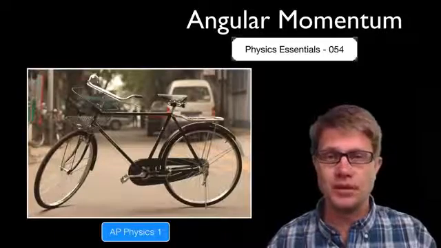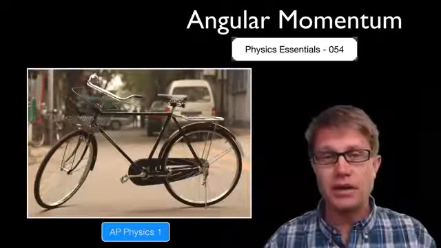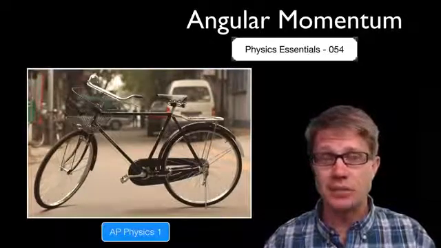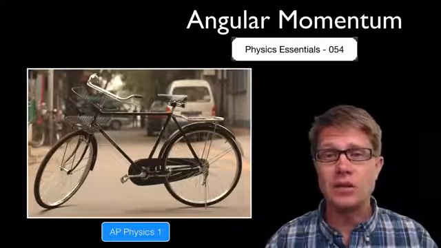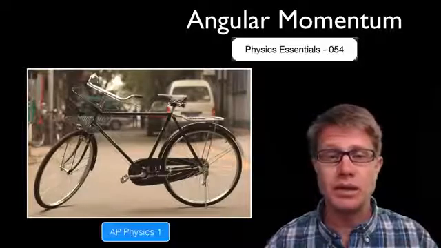It's on angular momentum. Momentum, remember, is a product of the mass times the velocity of an object. So any object moving with mass has momentum. The only difference in angular momentum is it's rotating or spinning objects.